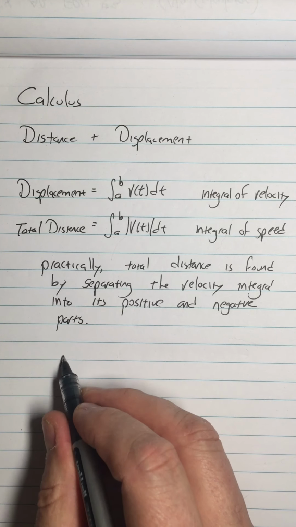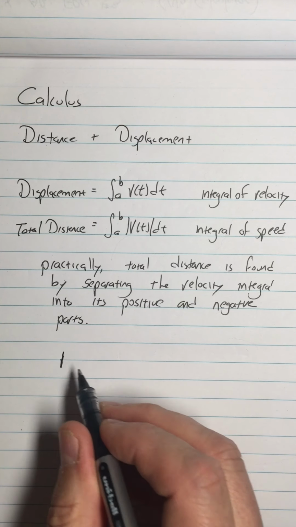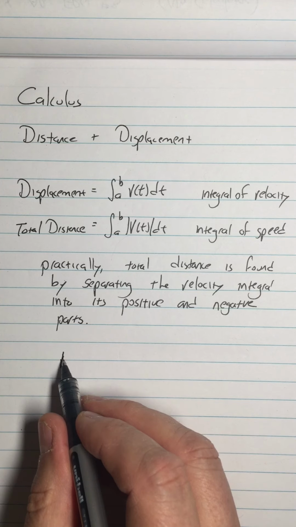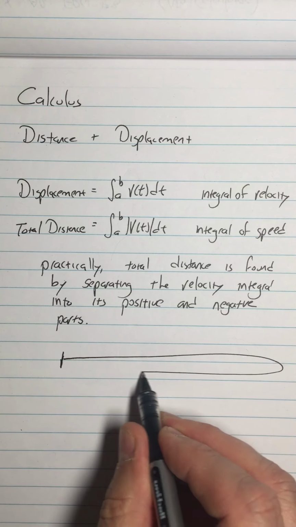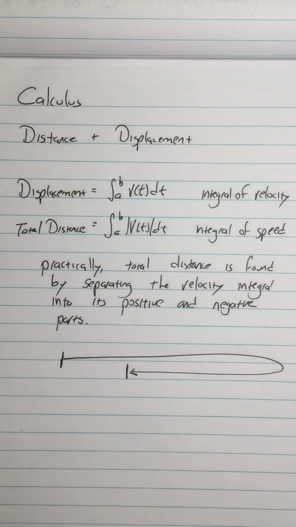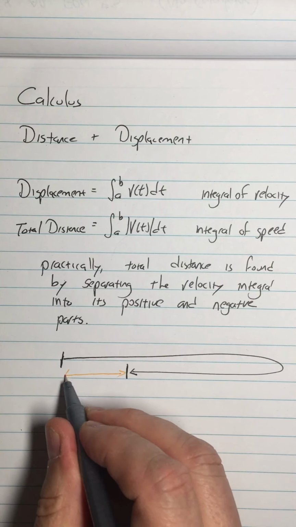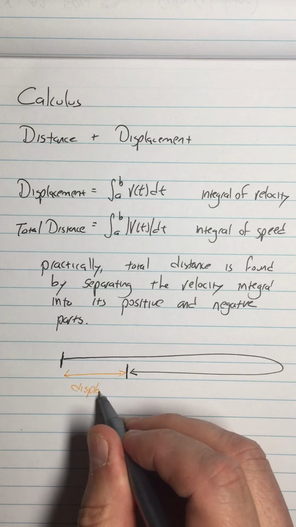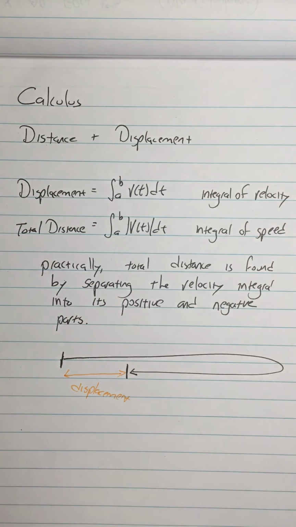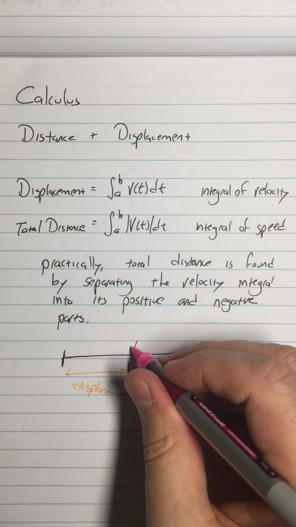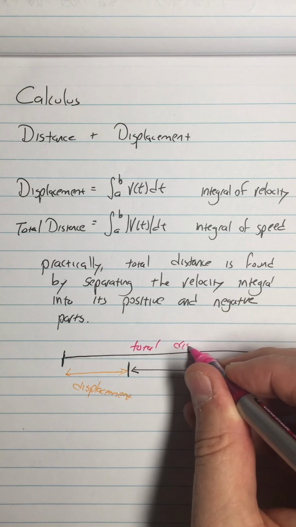So first of all, what is the difference between distance and displacement? If I start here and I go over here and I come back to here, then my displacement is how far I ended up from where I started. That's called displacement. And my total distance is how far it took me to get there, total distance.